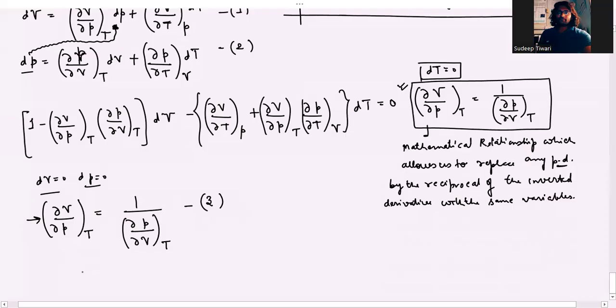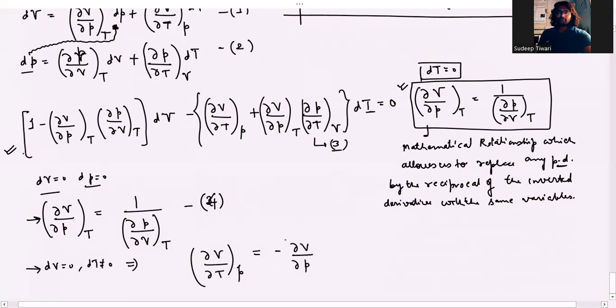Similarly, I'm leaving it to you. Let's say this expression is equation number 3 and this is equation number 4. Now in equation number 3, I've already placed dT equal to 0. Now instead of dT, if I place dV equal to 0, and let us keep dT non-zero, what will I get? I will simply get del V upon del T at constant pressure is equal to negative of del V upon del P at constant temperature times del P upon del T at constant volume.